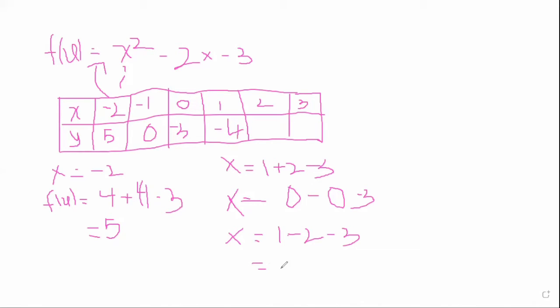And then if x equals 2, 4 minus 4 minus 3, and then the result is -3. And then the last is 3. If x equals 3, then 9 minus 6 minus 3, then the result is 3.